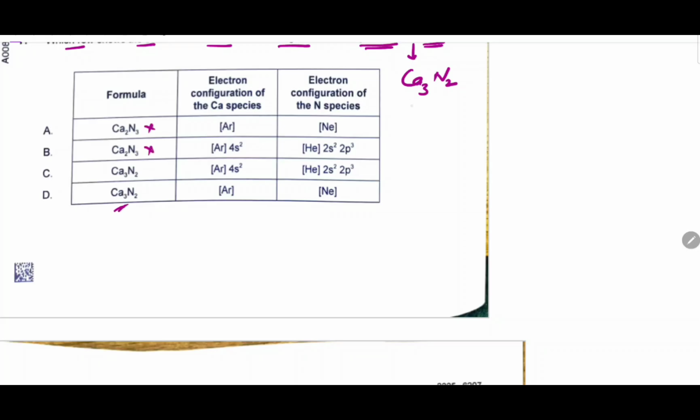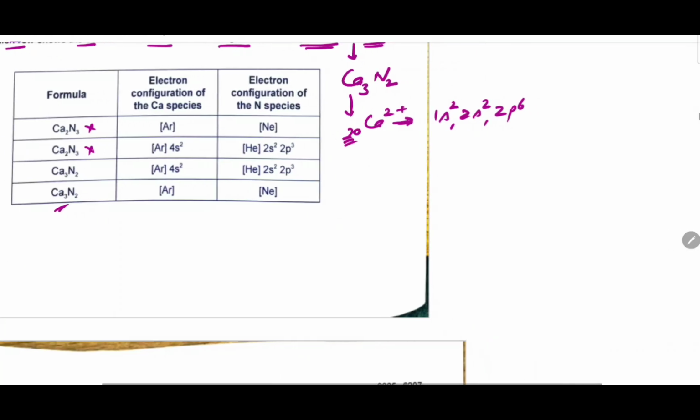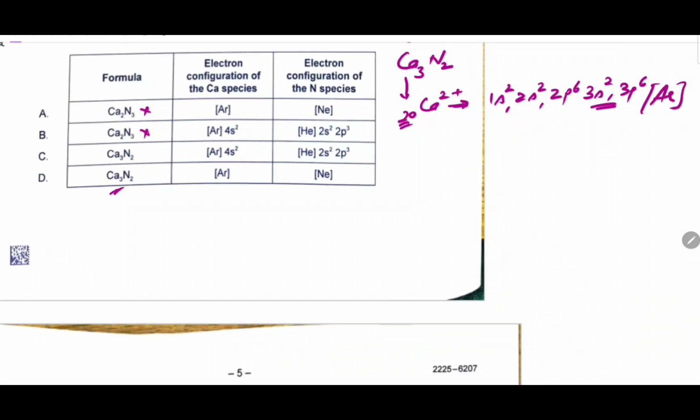Now electronic configuration of calcium. Calcium has Ca2+ charge. Atomic number is 20, out of that 2 electrons go, leaving 18: 1s2, 2s2, 2p6, 3s2, 3p6, which is equivalent to argon. I can say it is Ar. Species should be Ar. Calcium should have Ar. Now this Ar is matching.